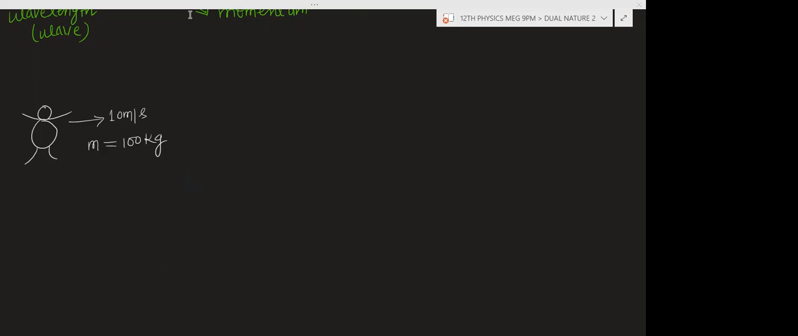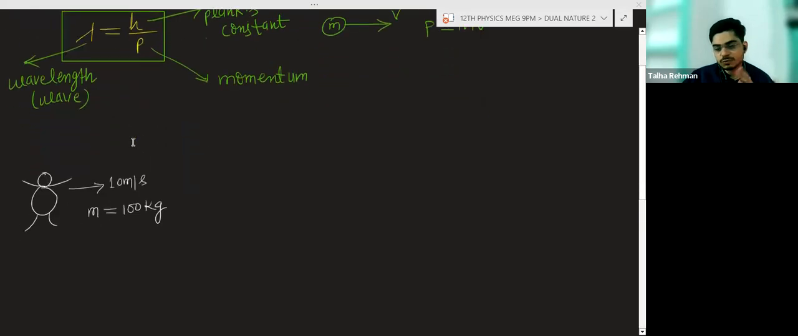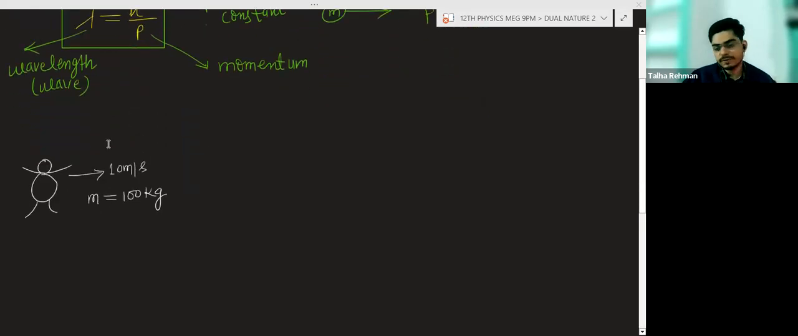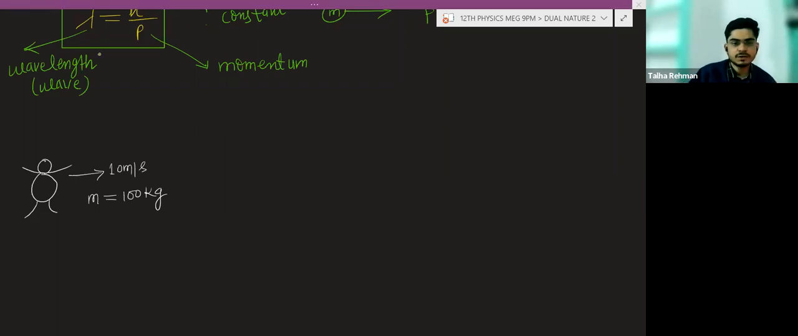If a person is very fat, with a mass of 100 kg, and is moving, the person is matter, and matter is moving. According to de Broglie, if matter is moving, there will be a wave associated with it, which means there will be a wavelength. That wavelength is given by h by p.